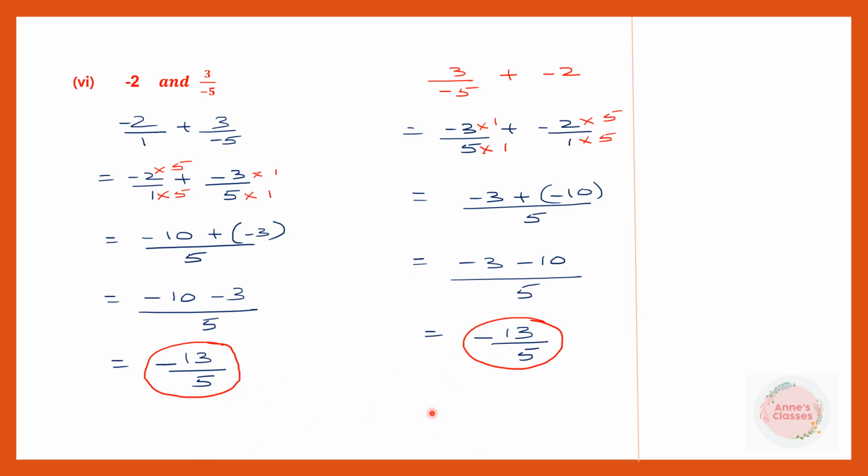So the answers are the same. That means we have verified the commutative property here also. So minus 2 plus 3 by minus 5, this is given to us in the question, is the same even if you change the order. So minus 3 by minus 5 we have written first, plus minus 2 we have written second. The answers are the same. So we have verified the commutative property for addition.